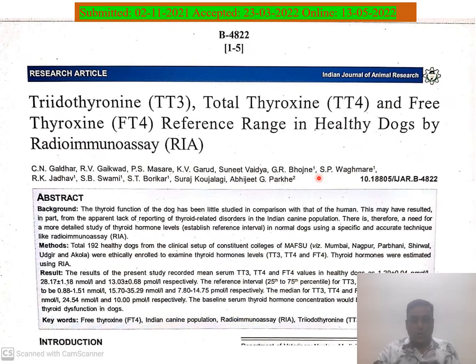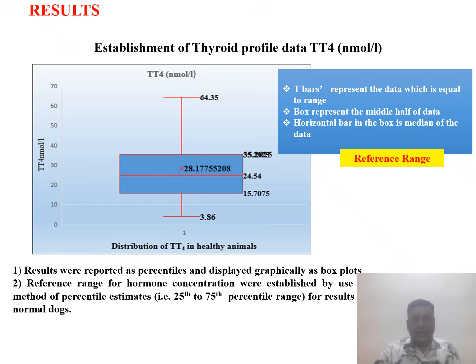So what is the output in this research article? We can see the result here, the establishment of the thyroid profile data, total T4. What is the unit here? The unit is nanomole per liter. Here we can see the T bars available. The T bars represent the data which is equal to range. The range is 3.86 to 64.35, but it is not a true range that we need to use in clinical practice.